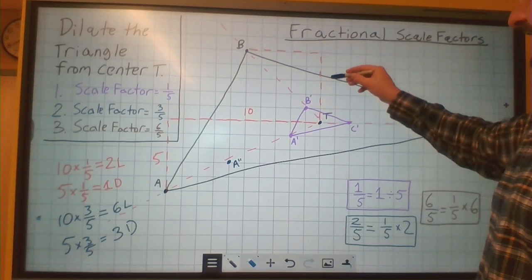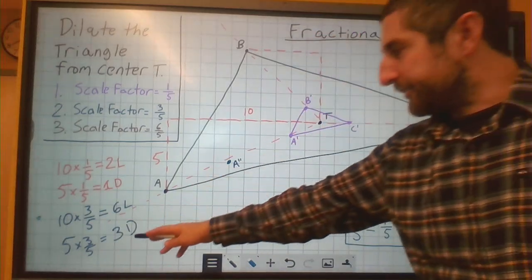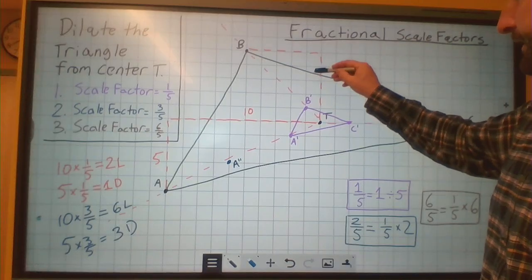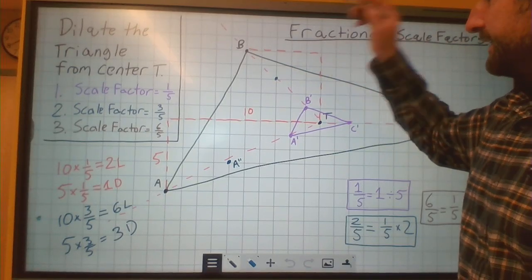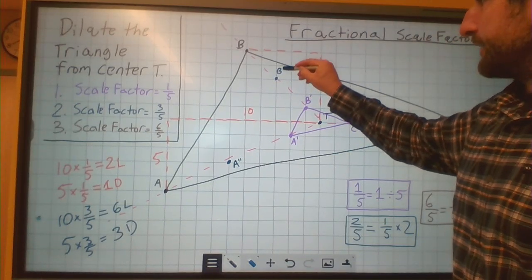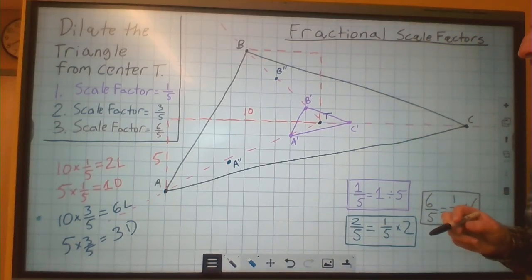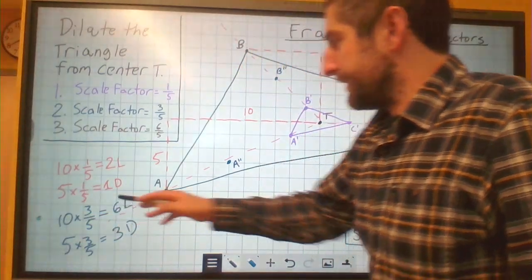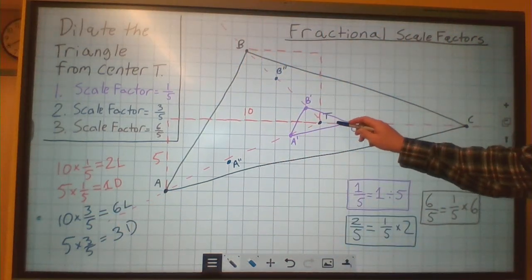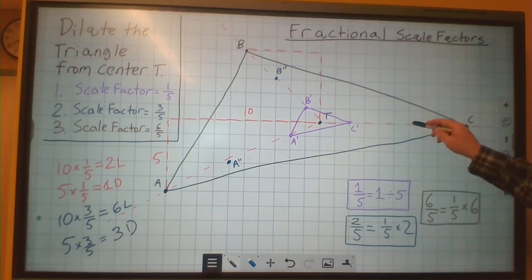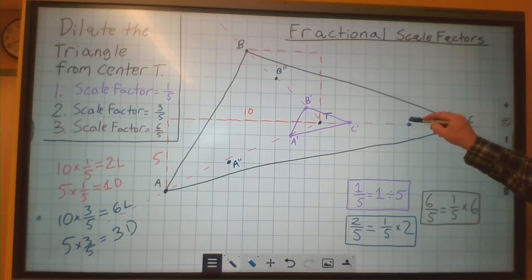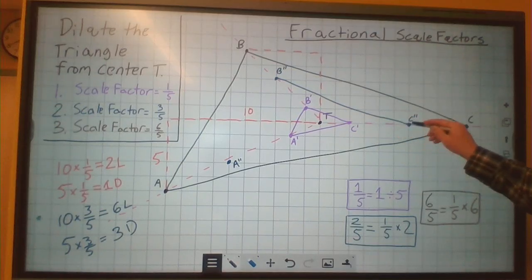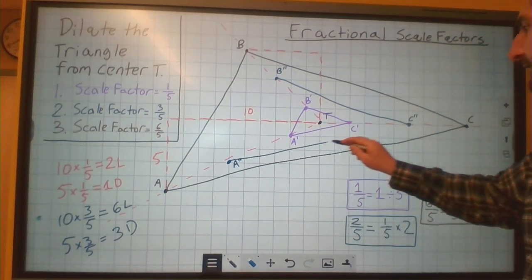For B, we're starting out with 5 and 5. Each of those 5s is going to turn into a 3. So 1, 2, 3 up, and 1, 2, 3 to the left. And there's our B double prime at that spot. And then for C, we're starting out with 10. 10 times 3/5 is 6. So we're going to go 1, 2, 3, 4, 5, 6 out to the right to get C double prime. And here's our 3/5 triangle.